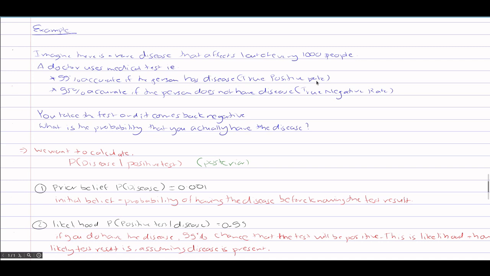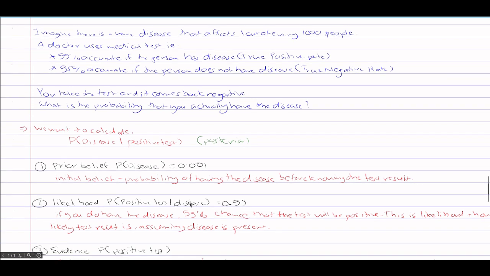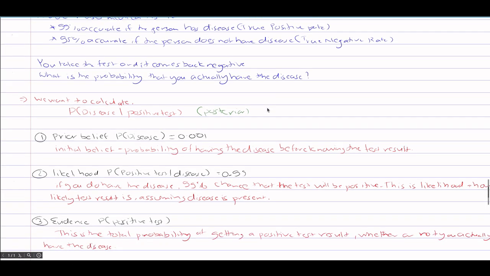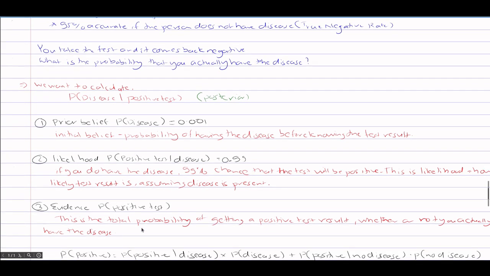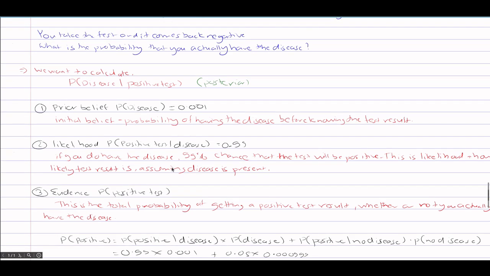This is what we call the true positive rate, or our likelihood. We can write this as P of positive test given disease, which equals 0.99. It's 95% accurate if the person does not have the disease. This is the true negative rate. This means that there's a 5% chance of a false positive if you don't have the disease. So P of positive test given no disease is 1 minus 0.95, which equals 0.05.